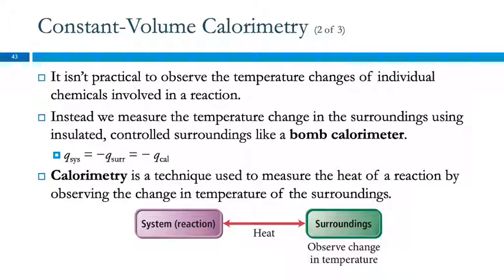Calorimetry is a technique where we measure calories, right? So we measure heat. And we do that by observing changes in temperatures of the surroundings. So we can't directly measure what we're interested in, but we can measure the effect it has on the surroundings. So we have the system, our chemical reaction, and that's going to exchange heat with the surroundings. We can observe the change in the surroundings as a change in temperature.